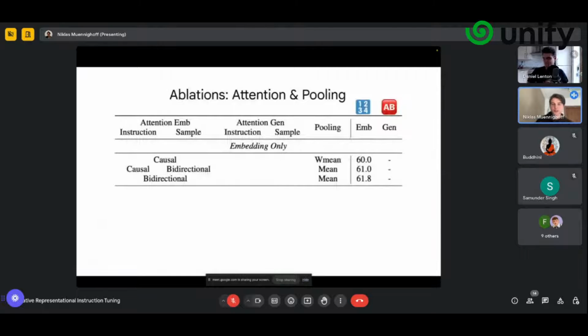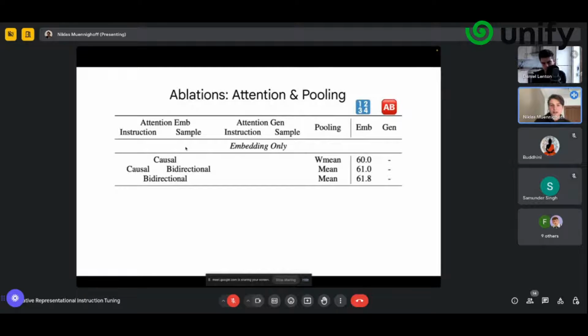So the first ablation that we looked into is attention and pooling. If you recall, in the final model, we decided to use bidirectional attention for all the embedding part and causal attention for the entire generative part. And so we ablate whether that's the right choice.